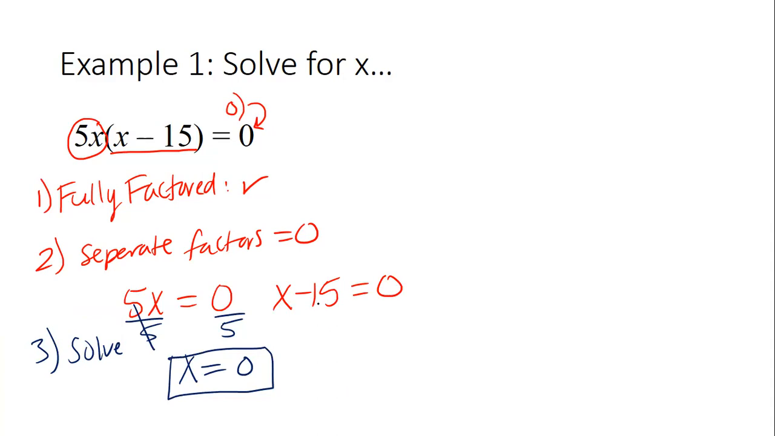What do I need to do here to get x by itself? Add the 15. x is now by itself. I have x equals 15.